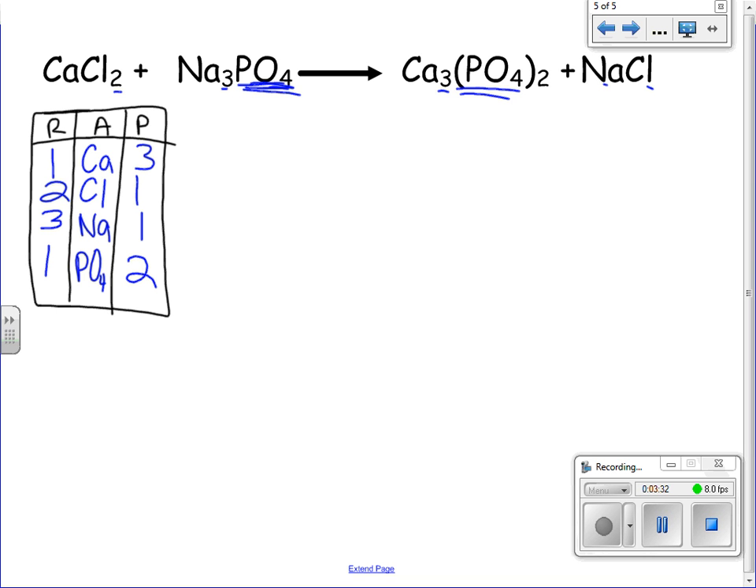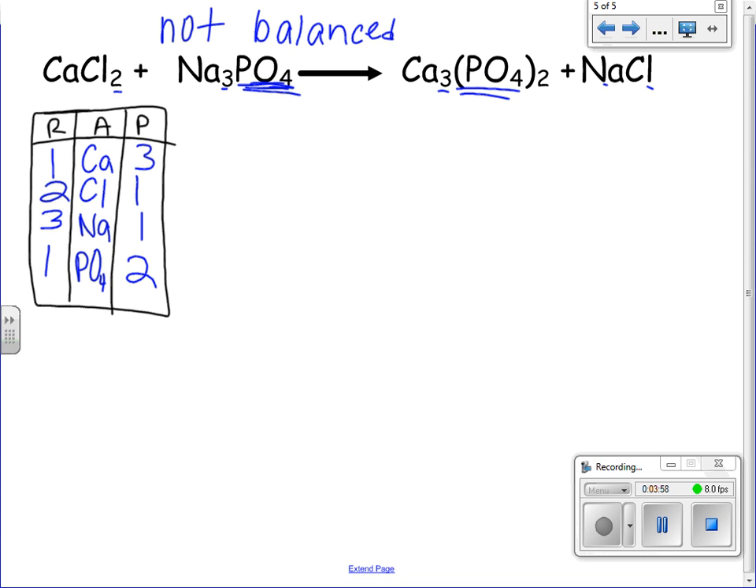All right, so there's our RAP table to begin with. And so we can see here that none of the atoms of the elements we have are balanced. Okay, none of our atoms are balanced, so we've got our work cut out for us. So we're just going to pick an element to start with, and we're going to try to start balancing it, right? This equation is definitely not balanced.